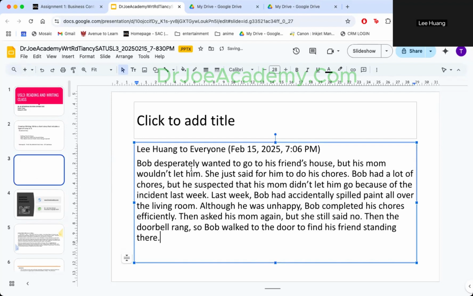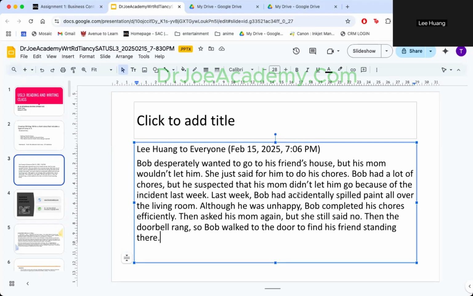So let's read. Can you read this for me? Bob desperately wanted to go to his friend's house, but his mom wouldn't let him. She just said for him to do his chores. Bob had a lot of chores, but he suspected that his mom didn't let him go because of the incident last week. Last week, Bob had accidentally spilled paint all over the living room. Although he was unhappy, Bob completed his chores efficiently. Then he asked his mom again, but she said no. Then the doorbell rang, so Bob walked to the door to find his friend standing there.